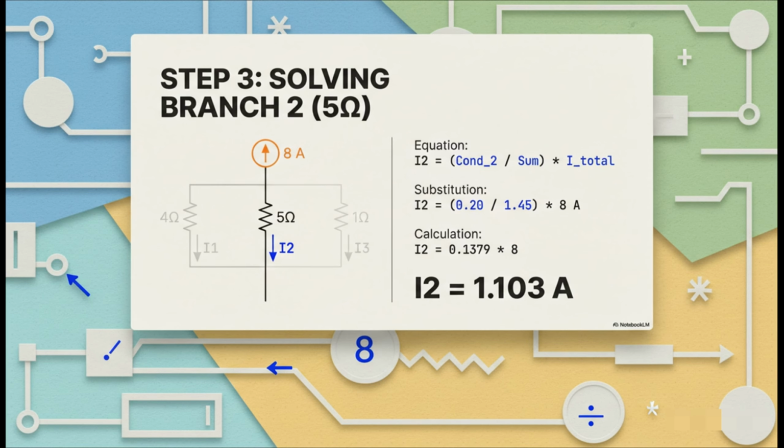Moving on to the second branch, the 5-ohm resistor. It is the exact same process. We take its conductance, 1 over 5 is 0.20, divide that by our total conductance of 1.45, and multiply the whole thing by 8 amps. And that gives us the current for I2, 1.103 amps. You see the pattern here? It's just rinse and repeat.